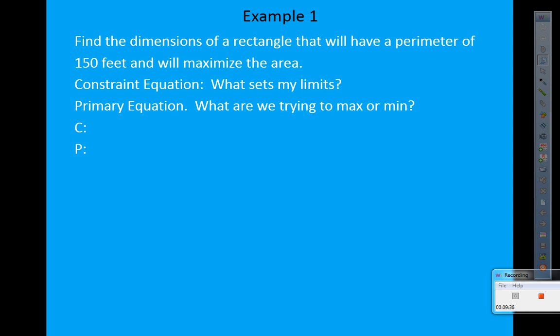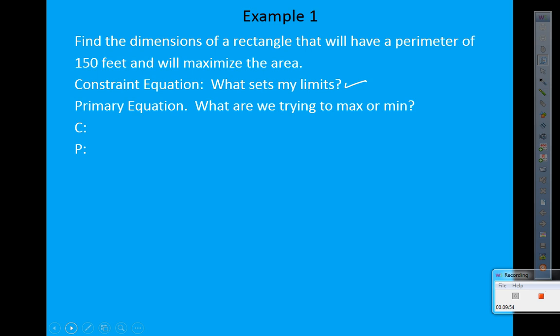So peek at your number 1 here. It says find the dimensions of a rectangle that will have a perimeter of 150 feet but will maximize the area. On every one of these problems, we have what we call a constraint equation. The constraint equation sets your boundaries. It gives you what to work with. The primary equation is what you're trying to maximize or minimize.